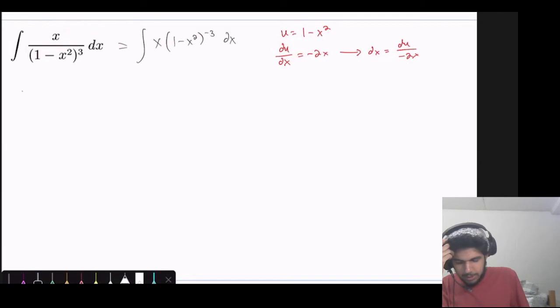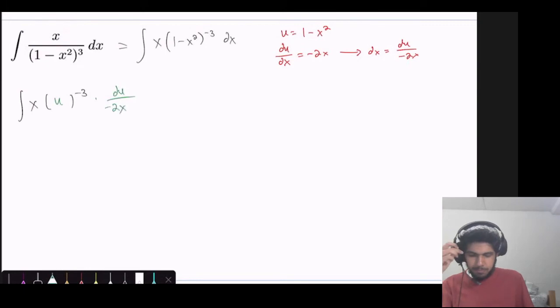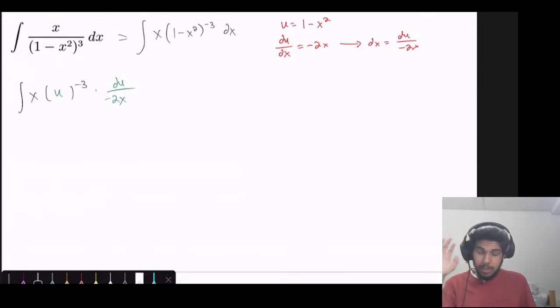So let's go back to the integral. We get the integral of x, then we raise something to the negative third power. That something is the u that we chose. And then we make our substitution with dx, so that's du over negative 2x. Okay, we should still be feeling pretty good about ourselves. We have an x here and we have an x here, and those are going to cancel.